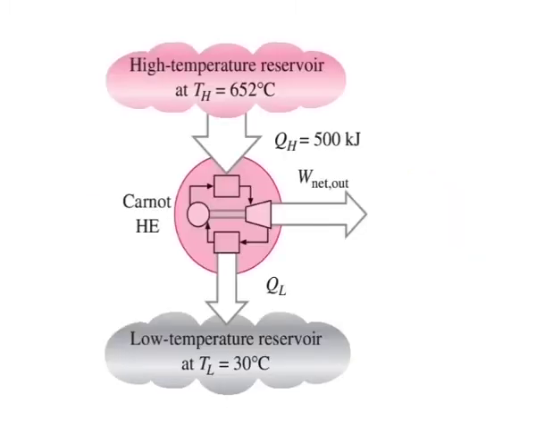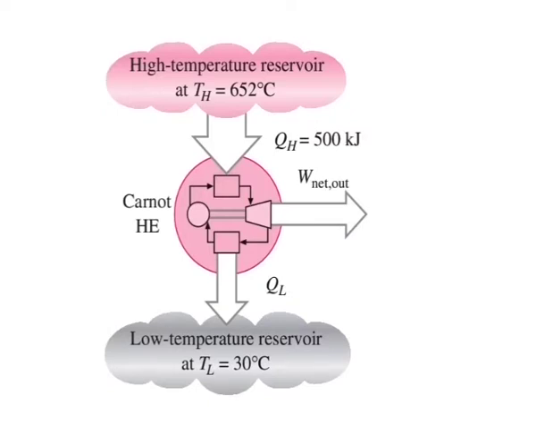Let us solve an example here. A Carnot heat engine, as shown here, receives 500 kilojoules of heat per cycle from a high temperature source at 652 degrees centigrade and rejects heat to a low temperature sink at 30 degrees centigrade. We are to determine the thermal efficiency of this Carnot engine and the amount of heat rejected to the sink per cycle.